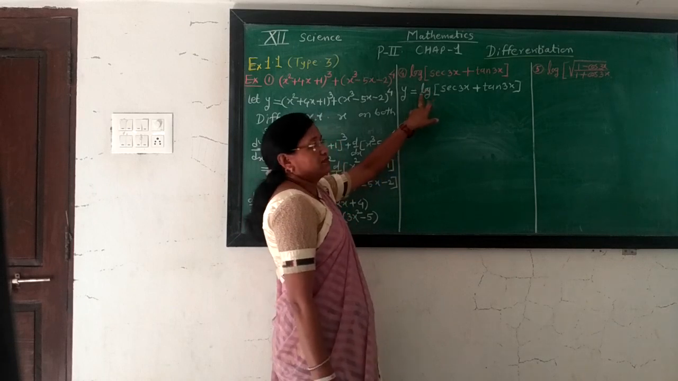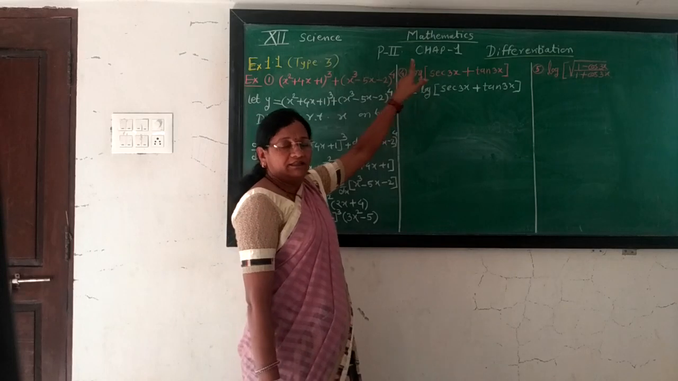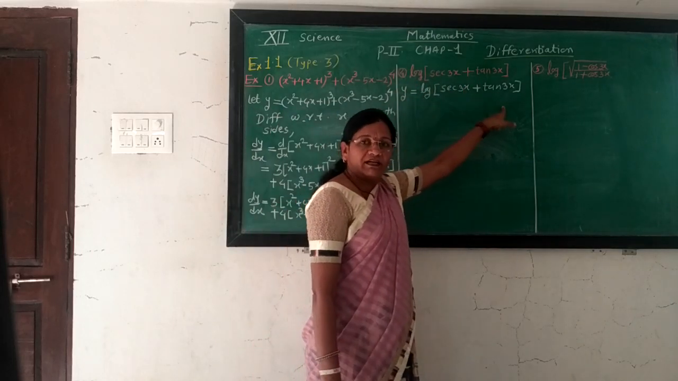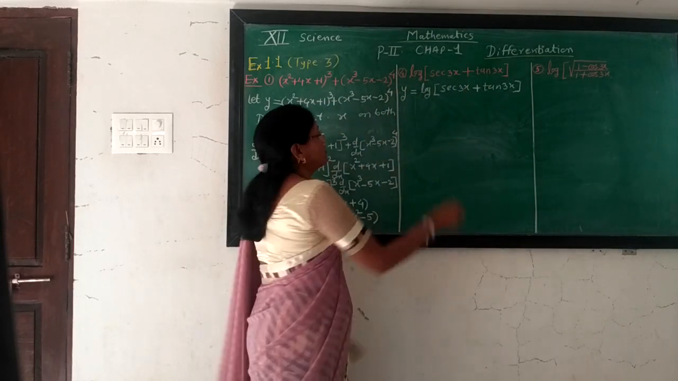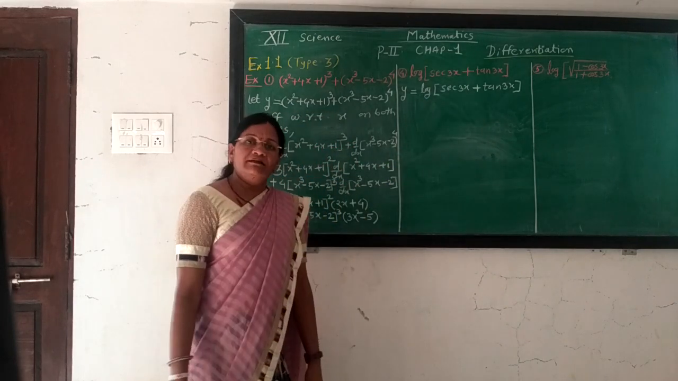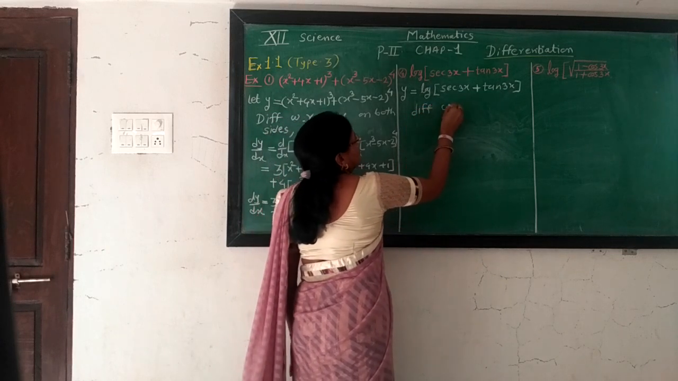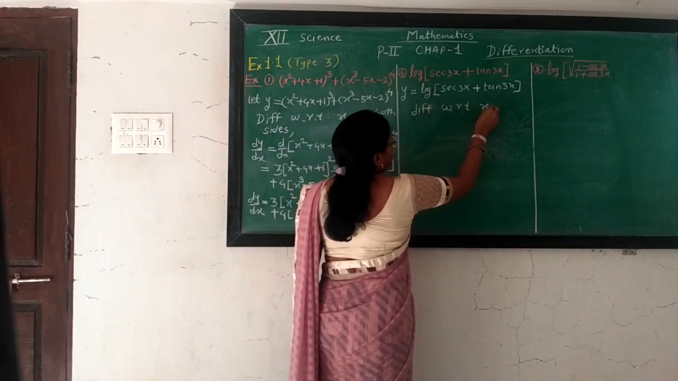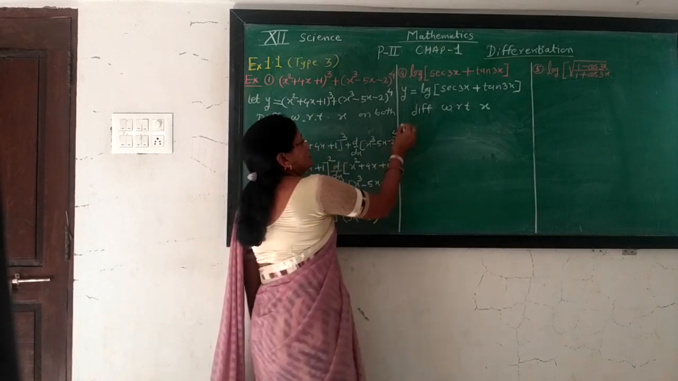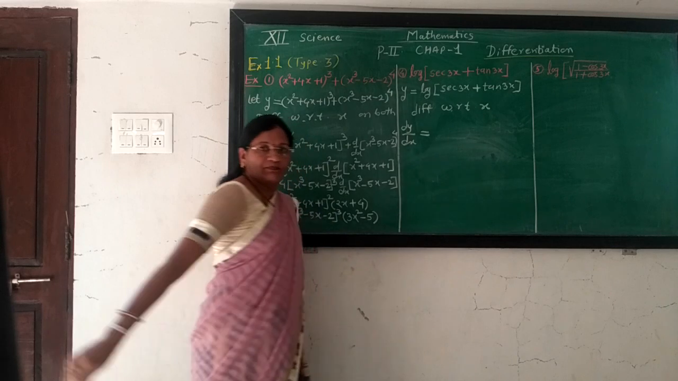Now we take first the rule of composite function. The first function is log and its argument is a trigonometric function. So first we find the derivative of log. After this we can find the derivative of sec 3x and tan 3x. So the first step again is differentiation on both sides with respect to x. So the derivative of y with respect to x is dy by dx.